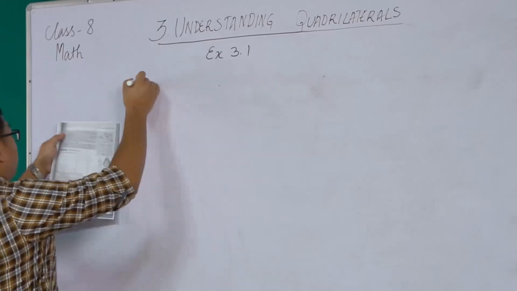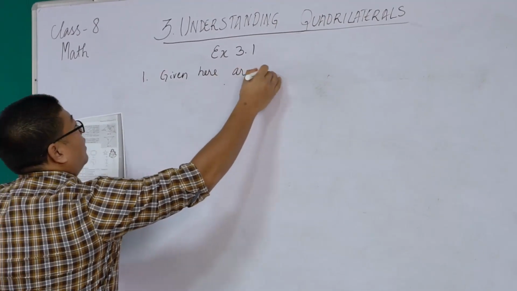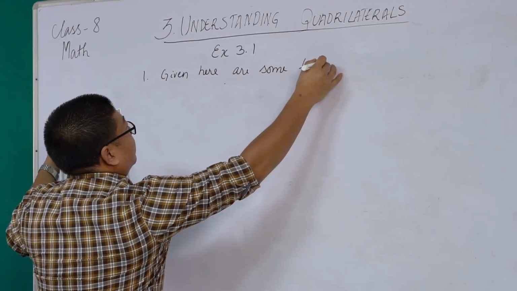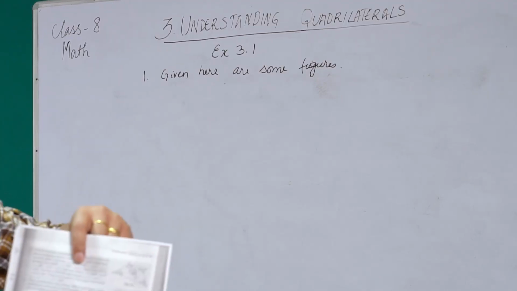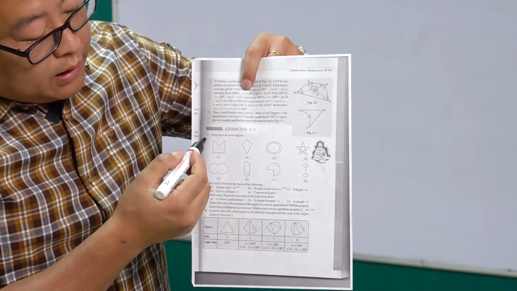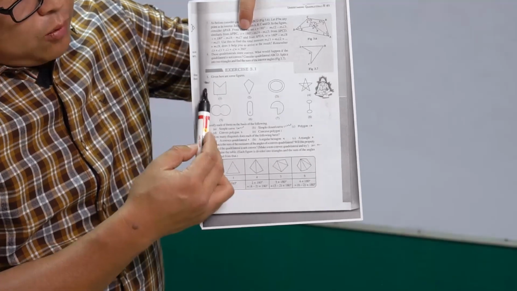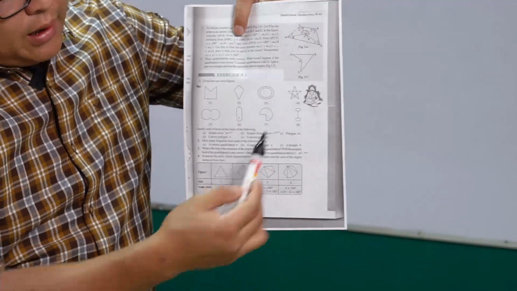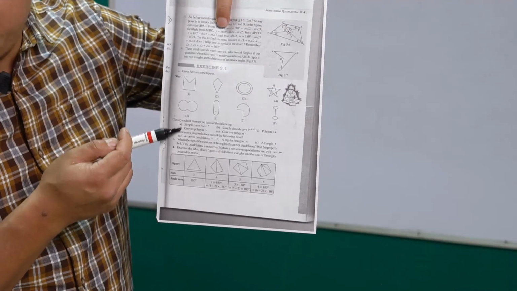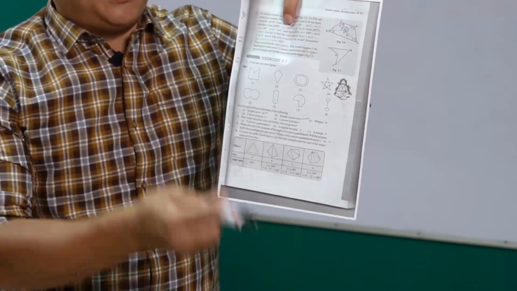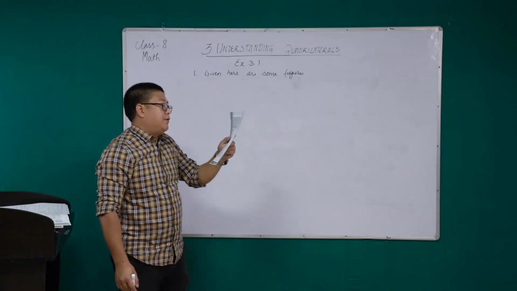Exercise 3.1. The first question is, given here are some figures. Now, since there are lots of drawings, I will not be drawing it on the board. The first question, we have 1, 2, 3, 4, 5, 6, 7, 8, sorry, 8 figures here. Now, basing on these 8 figures, they have posed a few questions below. So I want you to carefully look at the questions on your textbook. Now let me read the rest of the question. Classify each of them on the basis of the following.